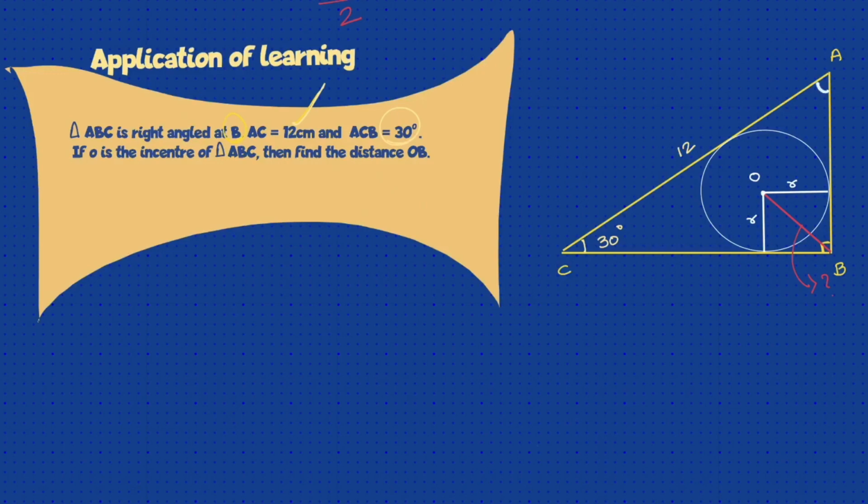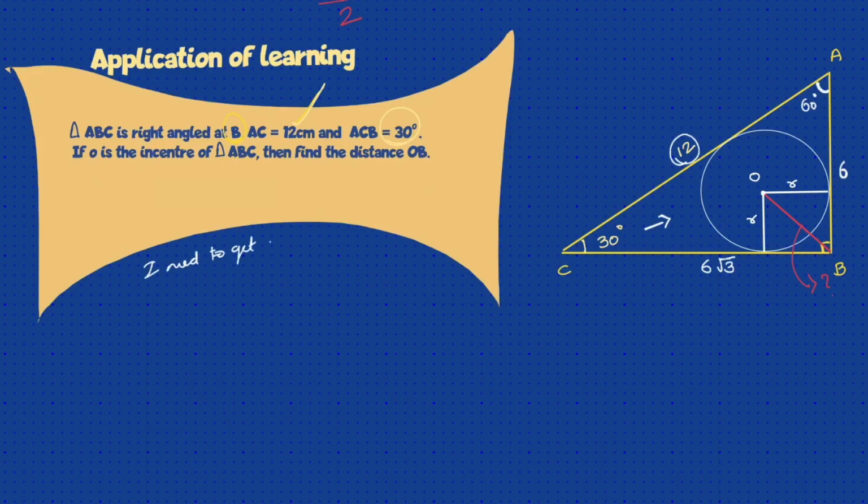So how will I start? What is given to me? One angle is 90, other is 30. The next has to be 60. So I can apply 30, 60, 90. Hypotenuse is given. Side opposite to 30 is half, so it becomes 6. Side opposite to 60 is multiplied by root 3, so this becomes 6 root 3. So I know what BC is right now.